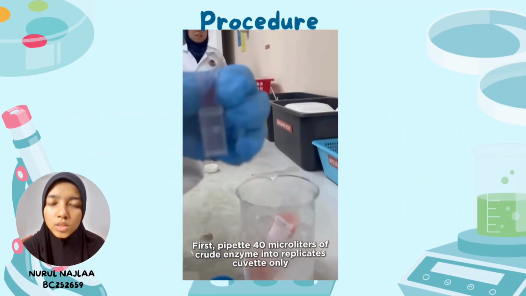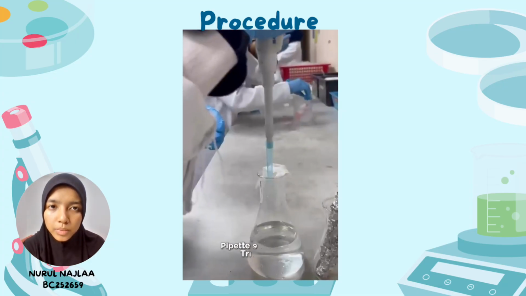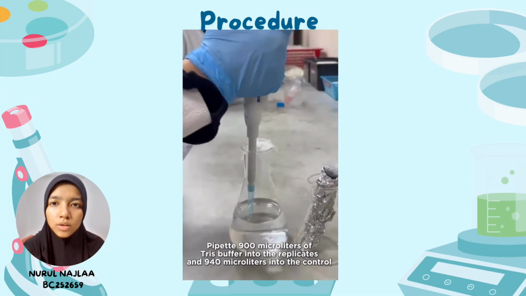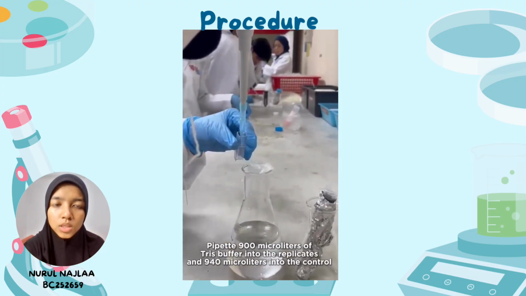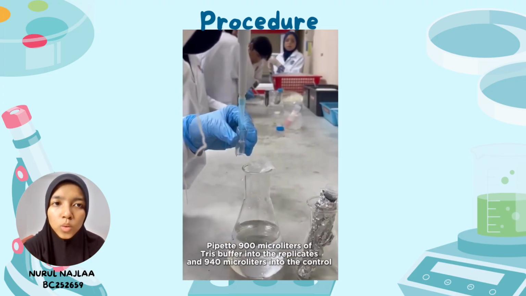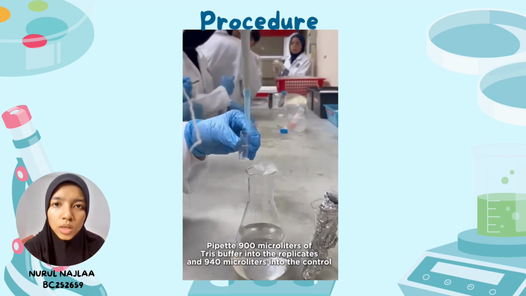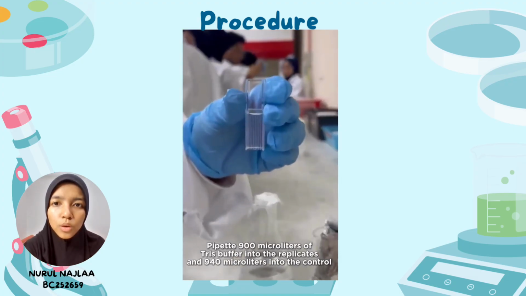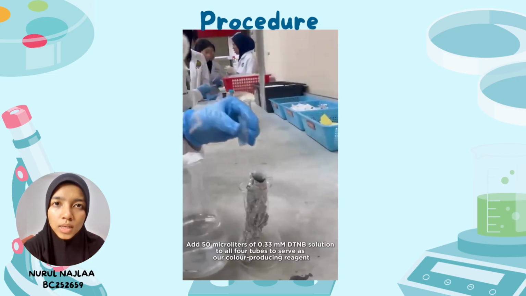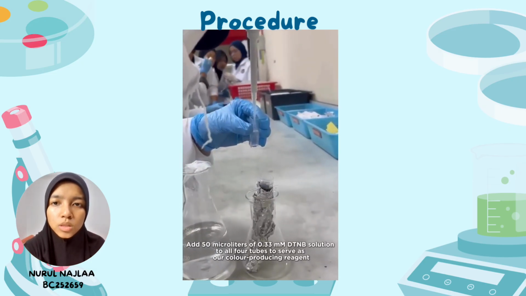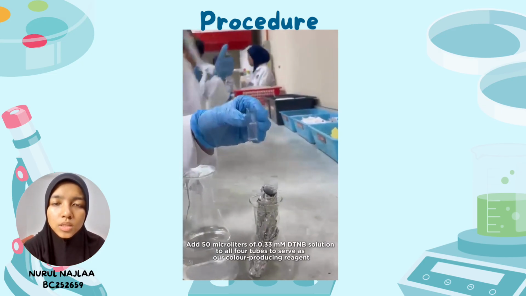Moving on to the procedure. For this enzyme assay, we perform the reaction directly inside the cuvettes. We set up a total of 4 cuvettes, which is 3 replicates labeled 1, 2, and 3, and 1 negative control labeled C. First, we pipette 40 microliters of our crude enzyme extract straight into the 3 replicate cuvettes.